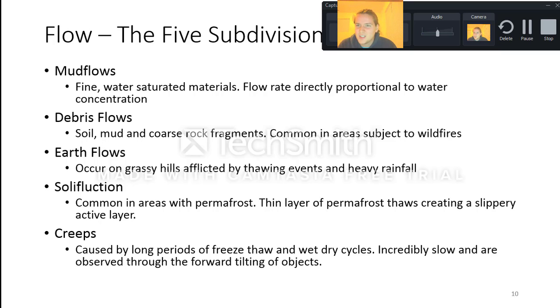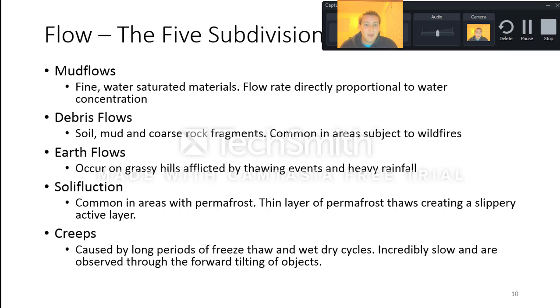Now, the next type of flow to discuss is the debris flow, which consists of soil, mud, and coarse rock fragments, and they're very common in areas subject to wildfires. And these debris flows can be very dangerous as they can reach speeds of 330 feet per hour, which may not seem like a lot, but it can definitely have a huge impact on the area involved.